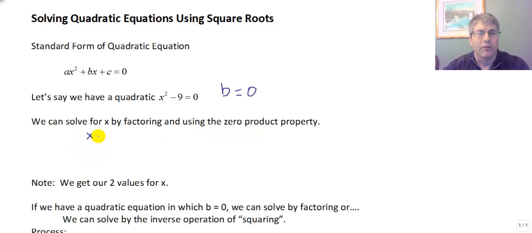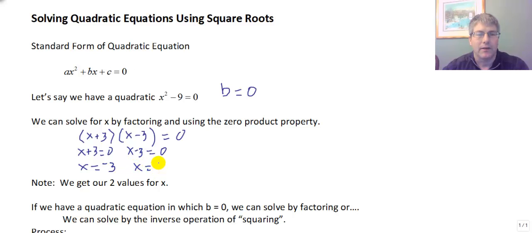So we're real familiar with factoring x squared minus 9 into x plus 3 times x minus 3 is still equal to 0. And then using the zero product property, we have to set each factor equal to 0. Right, so x plus 3 equals 0. If that factor becomes 0, the whole equation collapses to 0. And x minus 3 equals 0. So sure enough, we get x equals negative 3 and x equals positive 3. So we see here we get our two values for x.